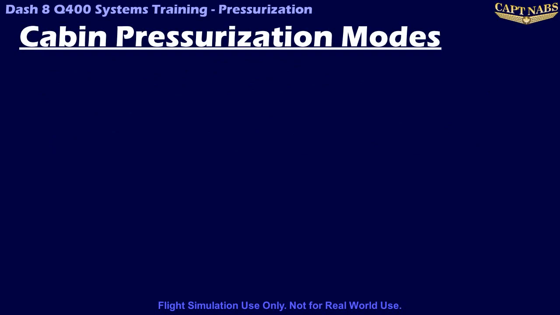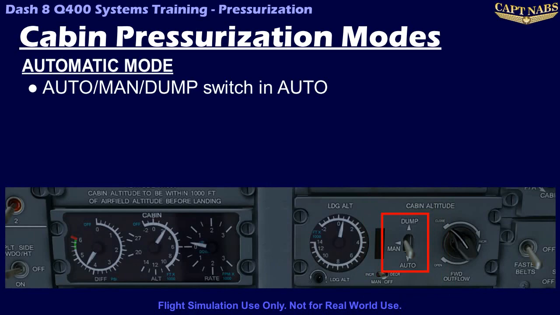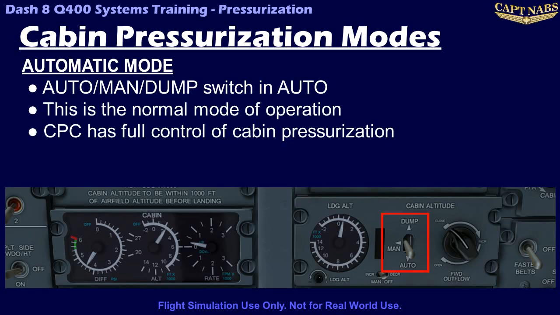The cabin pressurization system can be operated in several different modes. Automatic is the most common mode. For this mode, auto must be selected on the cabin pressurization panel, and the forward outflow valve controls must be set to closed. In this mode, the CPC has full control of cabin pressurization.